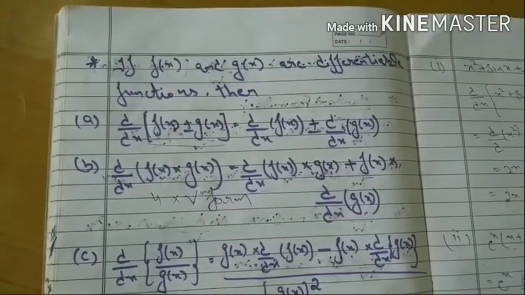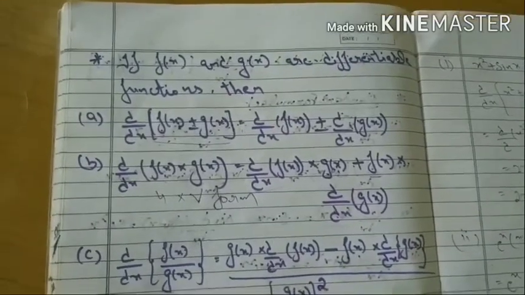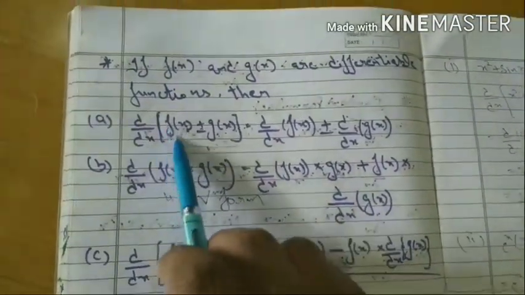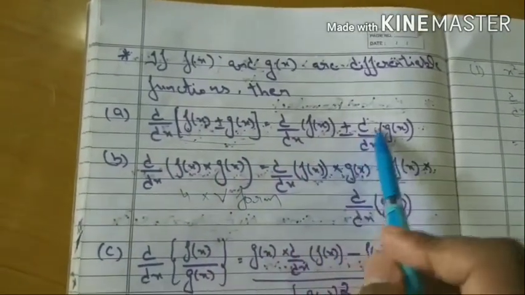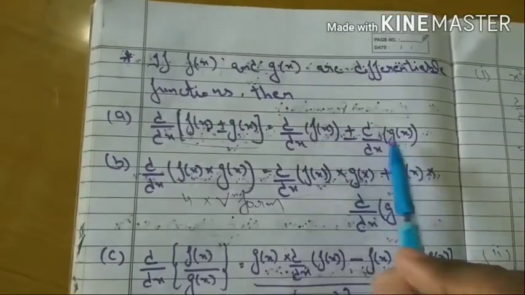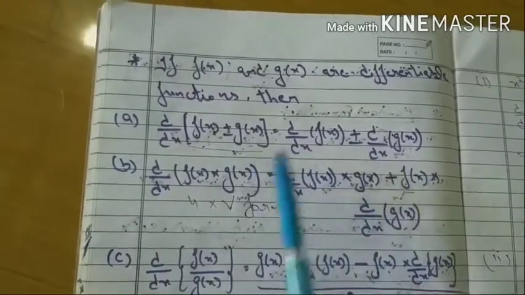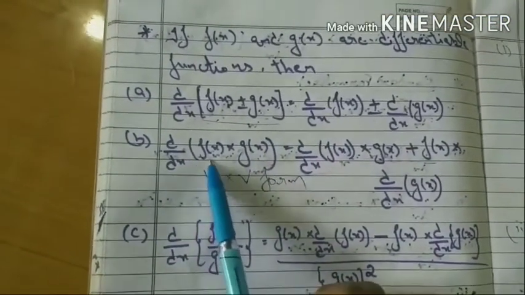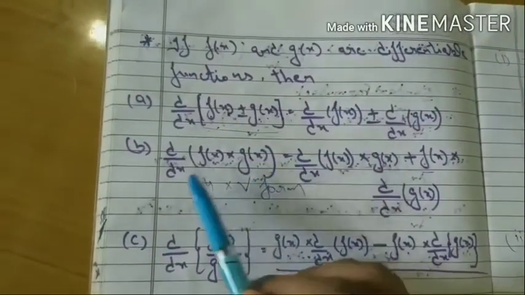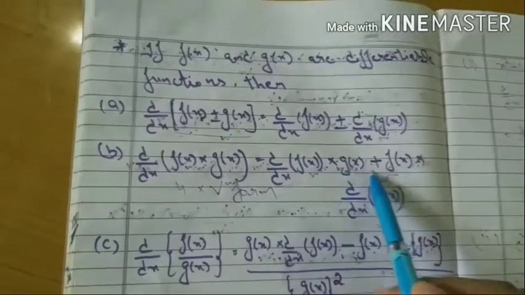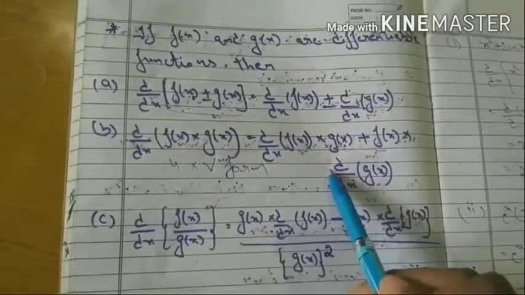Now some other important relations. If we have two functions, that is f(x) and g(x), and they are differentiable, then the derivative of the whole bracket f(x) plus minus g(x) will be equal to the derivative of f(x) plus minus the derivative of g(x). It will be equal to the individual derivative plus minus of both the functions. Now the derivative of f(x) into g(x) will be equal to the derivative of the first function, that is f(x), into g(x), plus the first function, that is f(x), into the derivative of the second function, that is g(x).